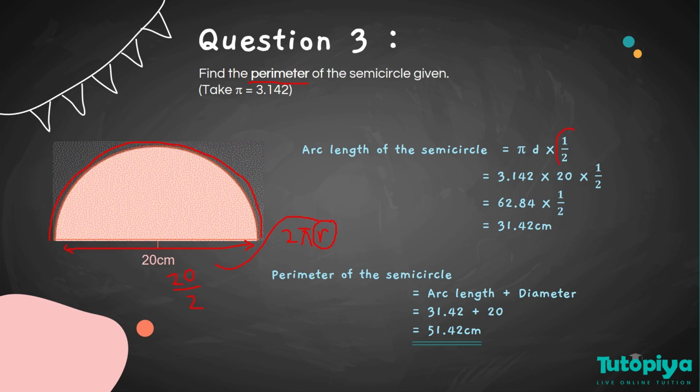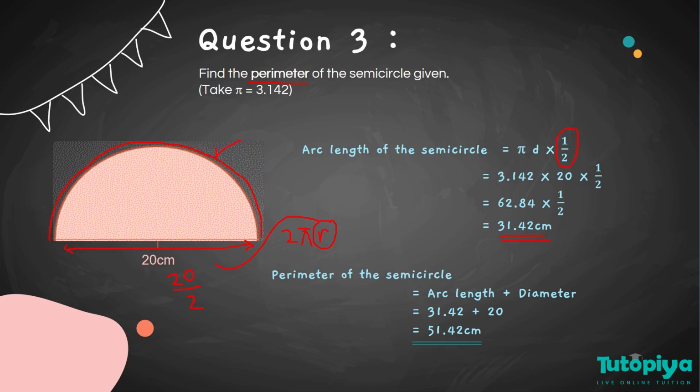And why did I use 1 over 2? The circumference of a full circle you find using 2 pi r or pi d. But here it's a semicircle. So you use 1 over 2, which means you divide the answer by 2 to find the arc length here. So you substitute 3.142 multiplied by d, that is 20, and divide it by 2. In other words, multiply it by half. So when you use the calculator, you will find you get 31.42 centimeters, which is the arc length.